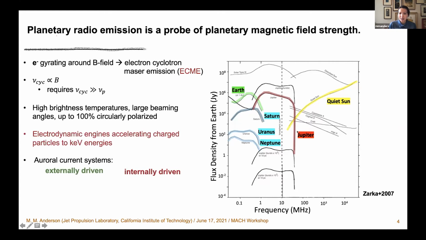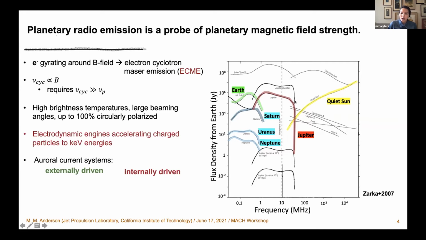And that's what I'm showing here on this plot on the right, which is, if you're a radio planet or exoplanet person, a very famous plot by Philippe Zarka, showing the flux density you can get from this auroral radio emission as a function of frequency. What we see is that we are observing very high brightness temperatures. This emission is as much as 100% circularly polarized.